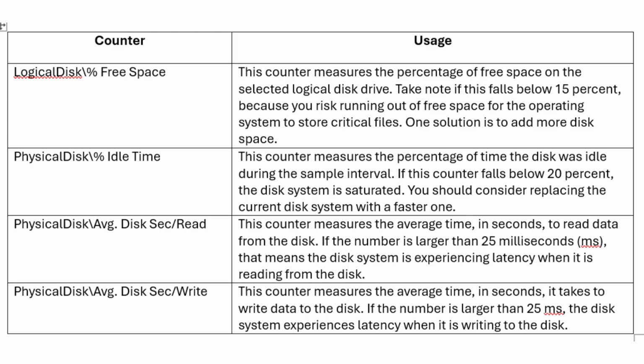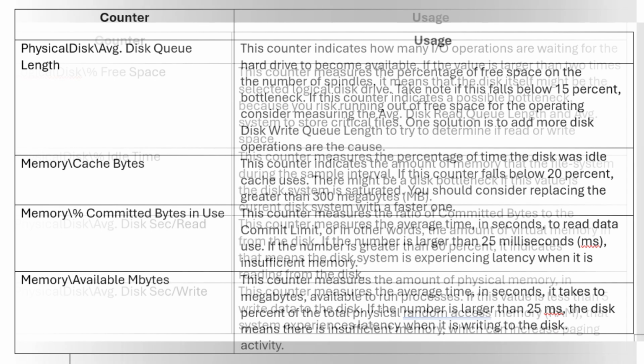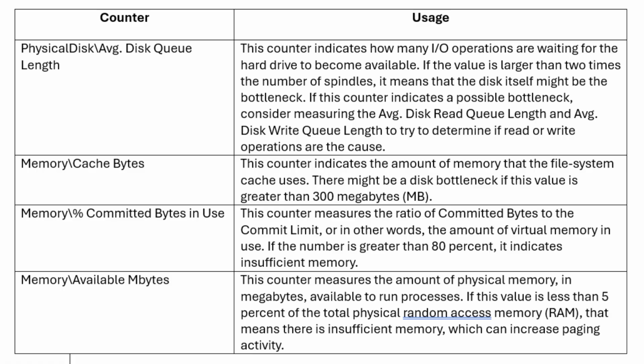Physical disk, Avg. disk sec/read. This counter measures the average time in seconds to read data from the disk. If the number is larger than 25 milliseconds (ms), that means the disk system is experiencing latency when it is reading from the disk. Physical disk, Avg. disk sec/write. This counter measures the average time, in seconds, it takes to write data to the disk. If the number is larger than 25 ms, the disk system experiences latency when it is writing to the disk.